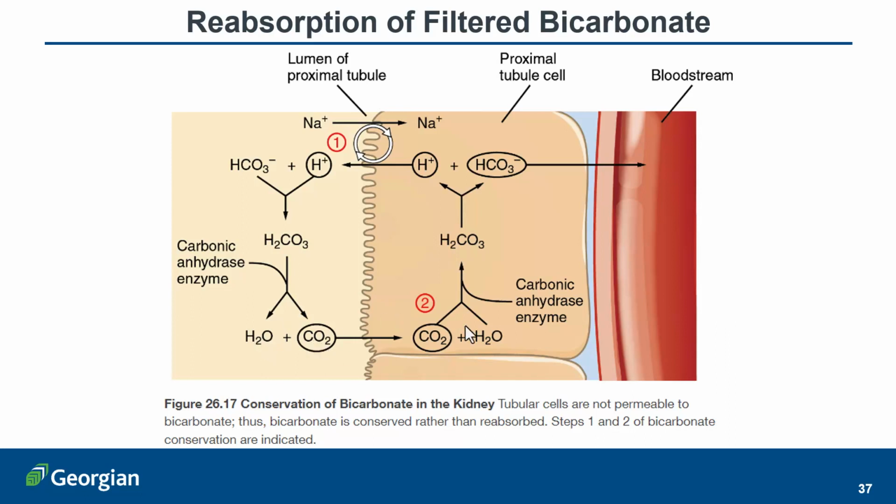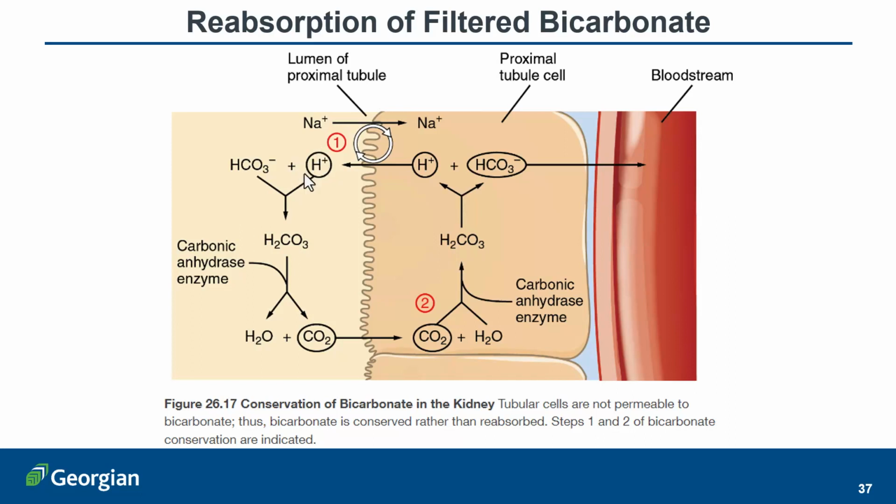CO2 will then diffuse into the cells of the tubules, whereby the reverse reaction will occur. CO2 plus water in the presence of carbonic anhydrase will form carbonic acid, which will dissociate to give you bicarbonate. The bicarbonate is reabsorbed. This is the roundabout way of getting bicarbonate into the cell, and then ultimately it's reabsorbed into the peritubular capillaries. The proton that's generated will be secreted out through the sodium proton exchanger to ultimately react with the bicarbonate in the lumen, right?